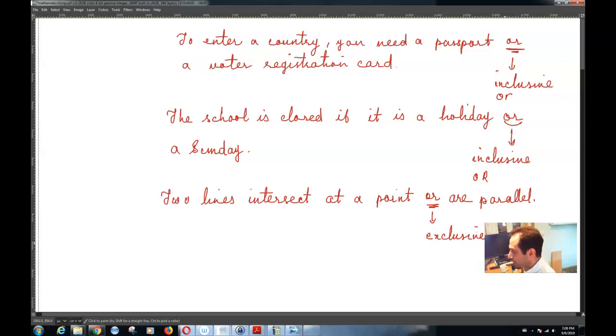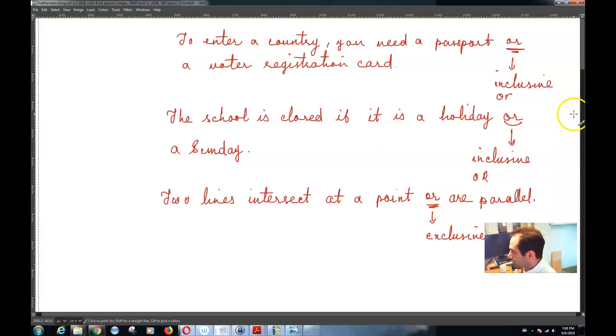Exclusive or. And the reason for that is that basically two lines will intersect at a point, or basically two lines are parallel, but both of them cannot be true at the same time. So this is an exclusive or, meaning that the two cannot happen at the same time. The lines cannot be parallel and still intersect at a point, so this is an exclusive OR.